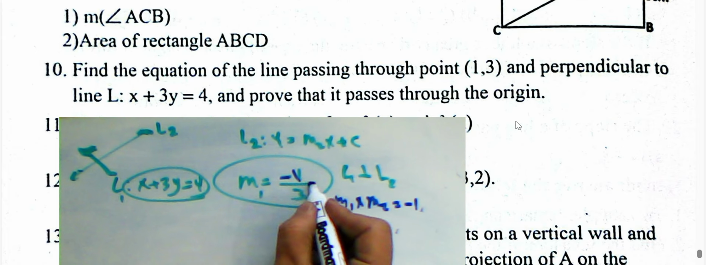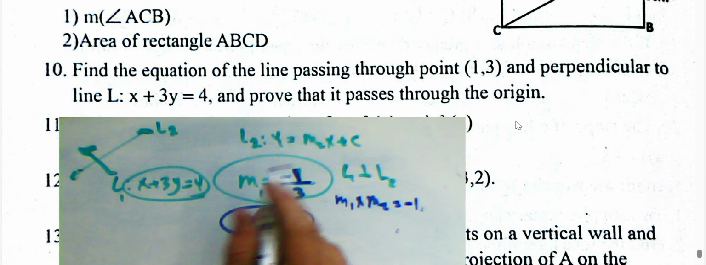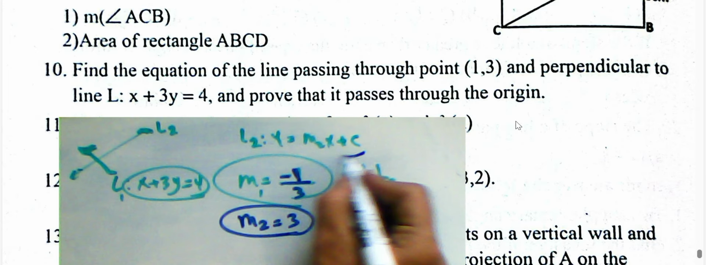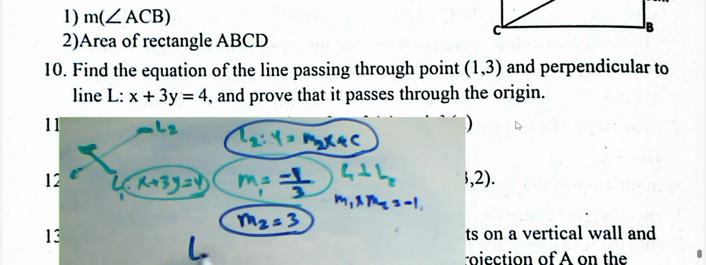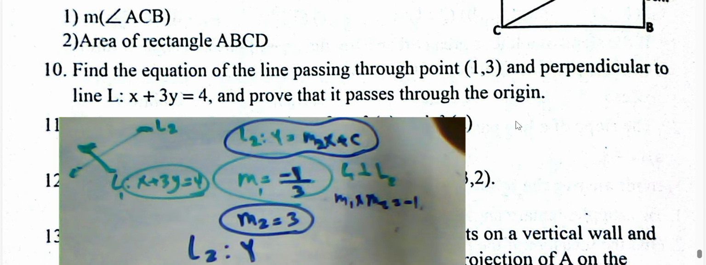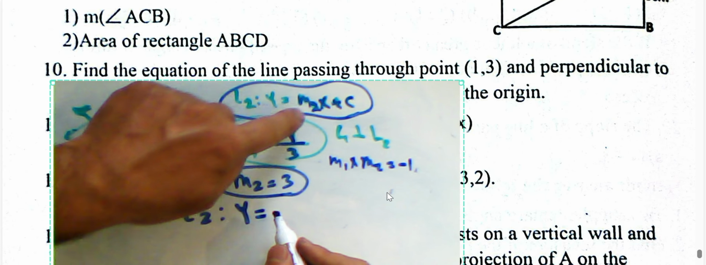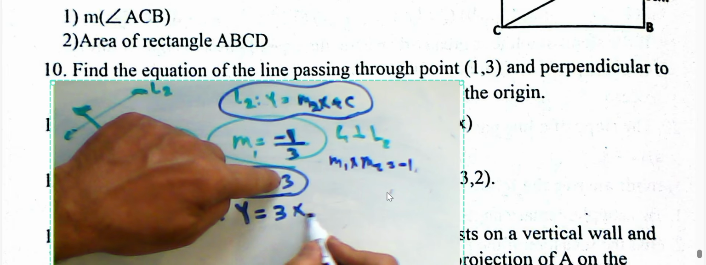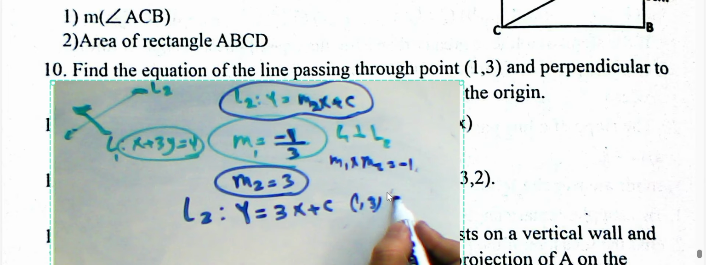Then slope 1 equals negative 1 over 3. Then for slope 2, we write the reciprocal and change the sign. Slope 2 equals 3. Then m here equals 3. Then the equation of L2 is y equals 3x plus constant. We also have the point (1, 3) lying on the straight line.